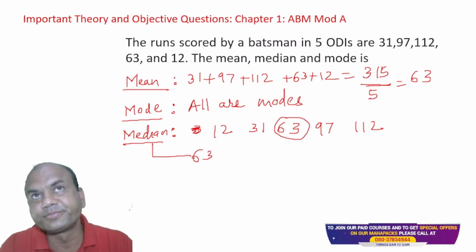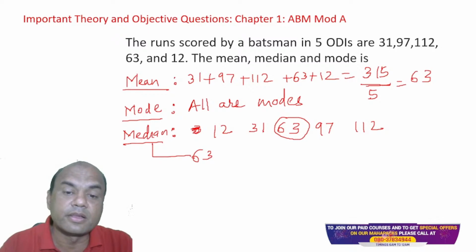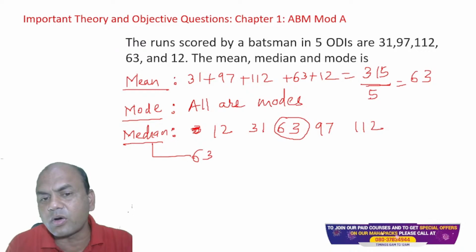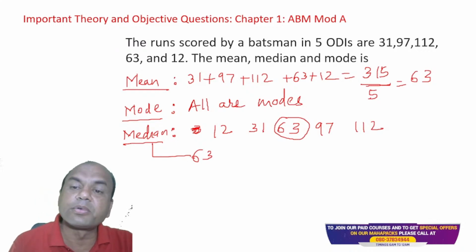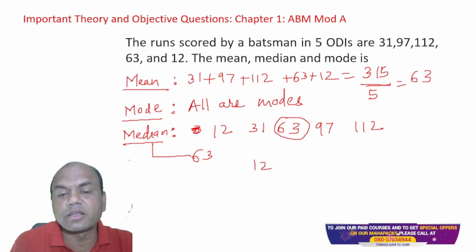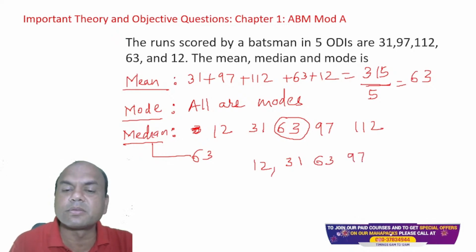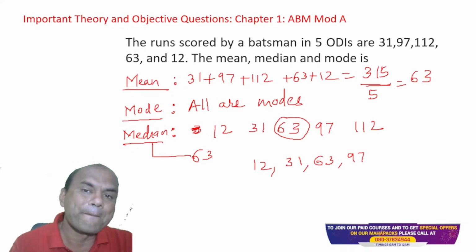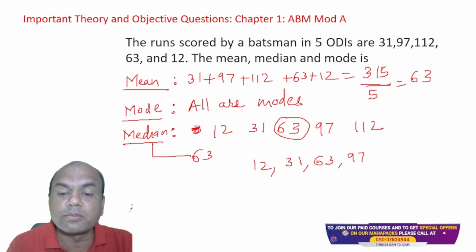Got it, everyone? How to find out the median? Arrange them in serial order. Now you'll ask me, sir, this is odd, that's why it's easy. Suppose there would have been only 4 numbers: 12, 31, 63 and 97. In that case, what to do? Arrange with the same logic, in serial order, and take the 2 central numbers. Which are these 2? These are the 2 central numbers.